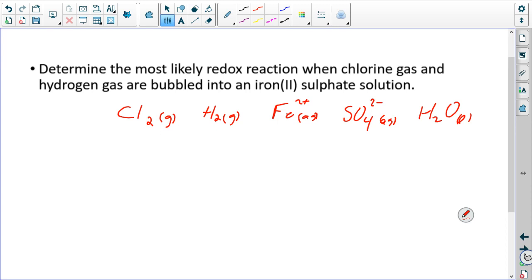So make sure when you're looking at your table, you're not grabbing an equation that doesn't have something that's listed or has something that's not listed. Is Cl2 an OA or an RA? Derek? Is H2 an OA or an RA?